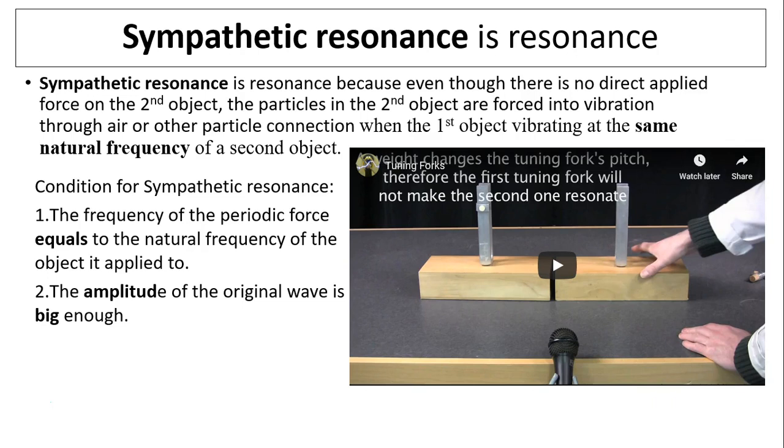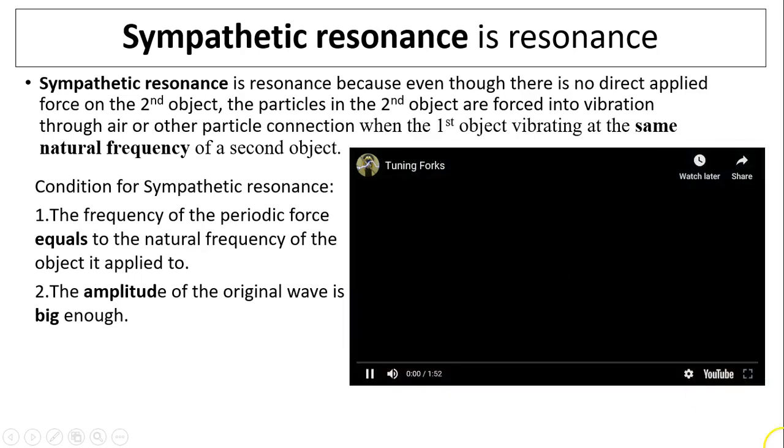So there are two conditions for sympathetic resonance. First, the frequency of the periodic force has to be equal to the natural frequency of the object it applies to. So the two objects must have the same natural frequency. Second, the amplitude of the original wave has to be big enough. For example, for sound breaking the glass, if the sound is just a whisper, the glass is not going to break. Here is another demonstration to show sympathetic resonance.